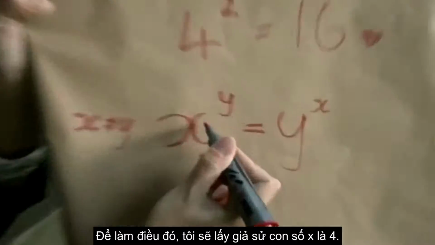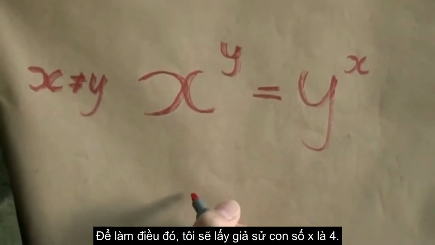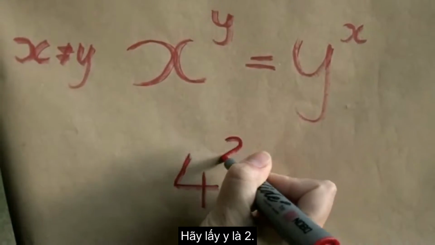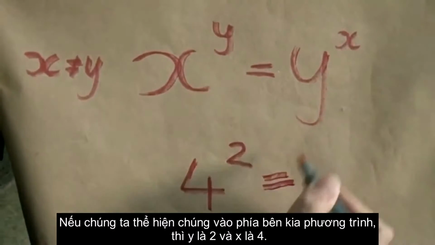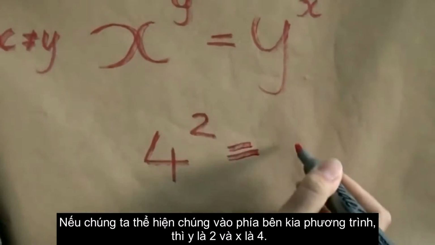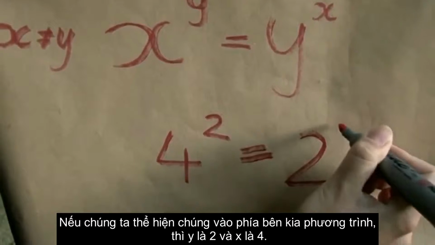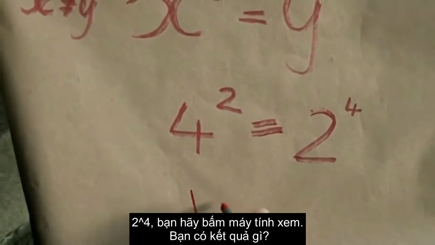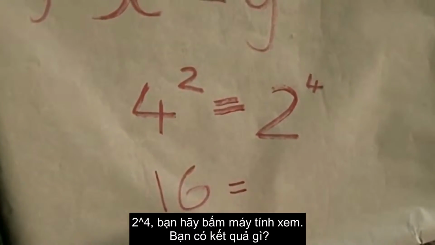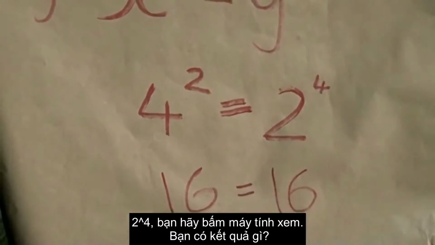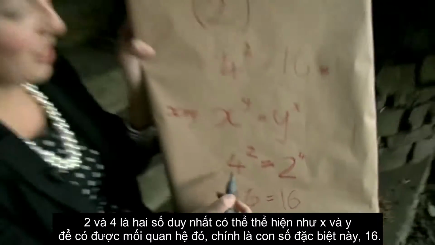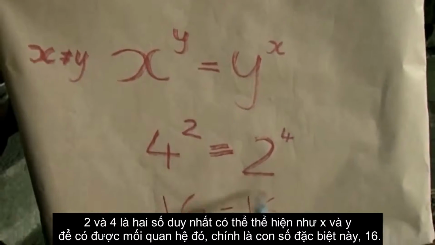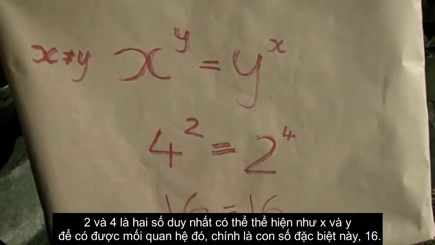To do that, I'm going to take the number x to be, let's say 4, and let's take y to be 2. If we interpret those onto the other side of the equation, y was 2 and x was 4. 4 to the power 2, we've already seen it's 16. 2 raised to the power 4, you put it into your calculator. What do you get? 16. And 2 and 4 are the only numbers that can be interpreted as x and y in order to get this relationship, this special number 16.